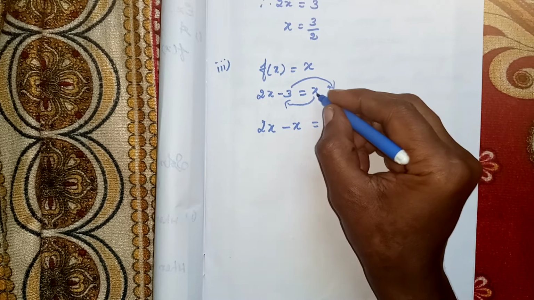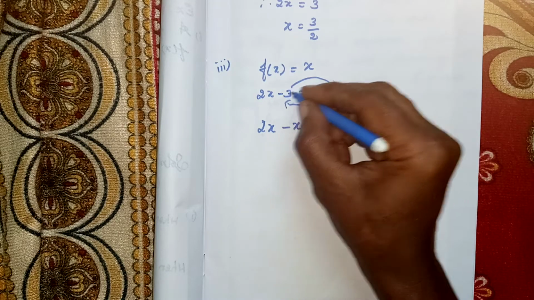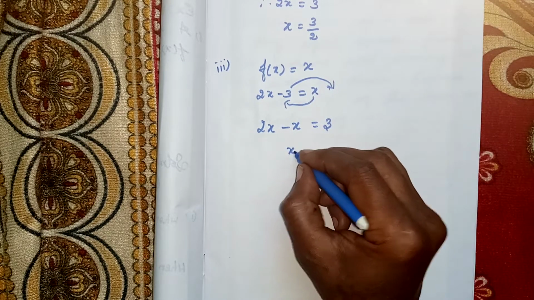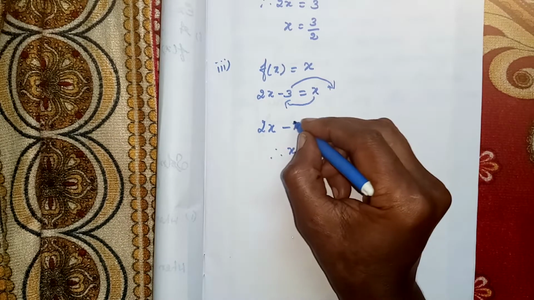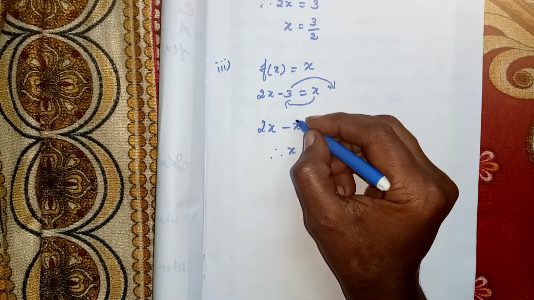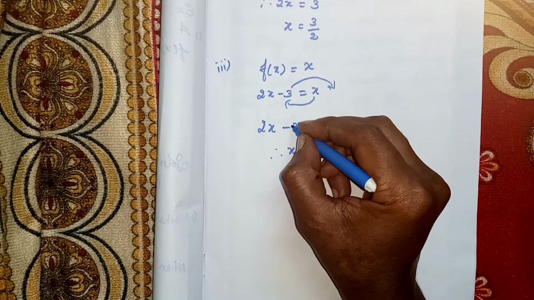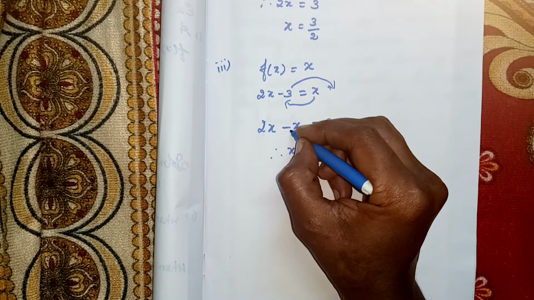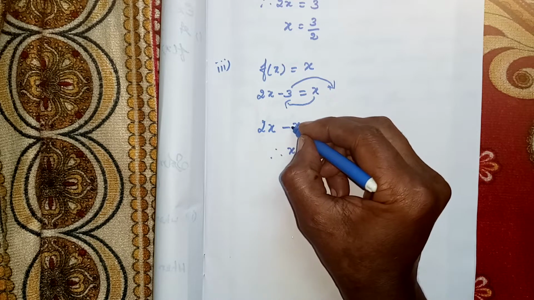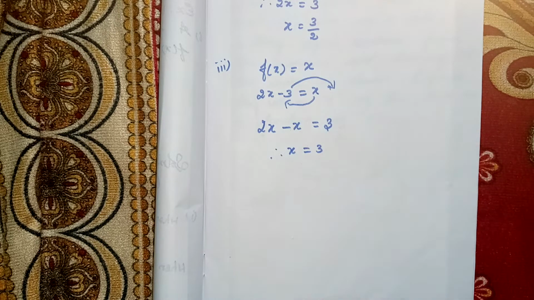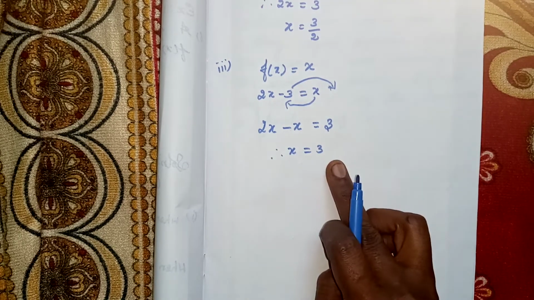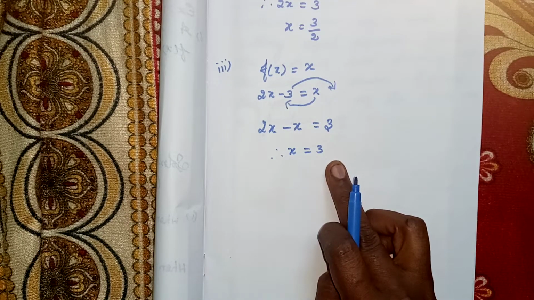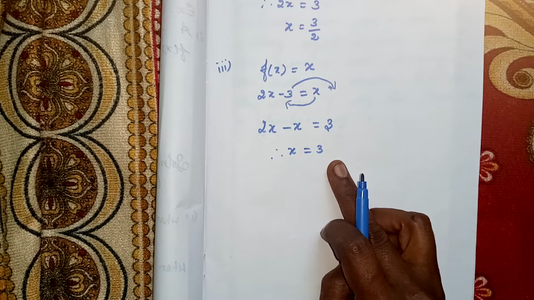Clear? 2x minus x is equal to 3. Therefore, x is equal to 3. 2x minus x means 1x. Okay. What's the coefficient here? 1. 2 minus 1 is 1x. Okay. 2x minus x is equal to x. So, x is equal to 3 is the answer. Have you understood this? Okay.